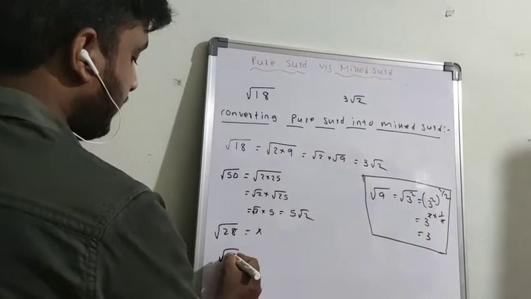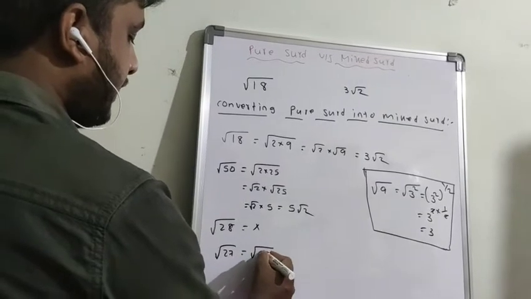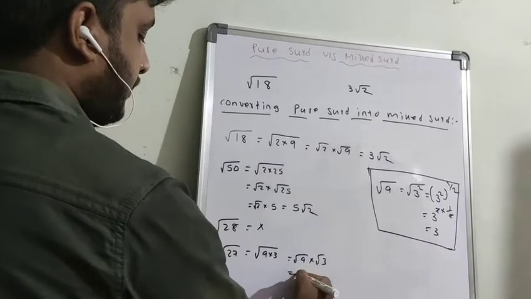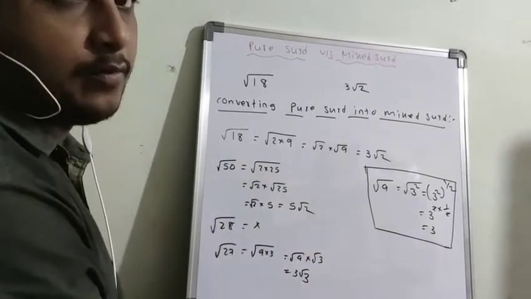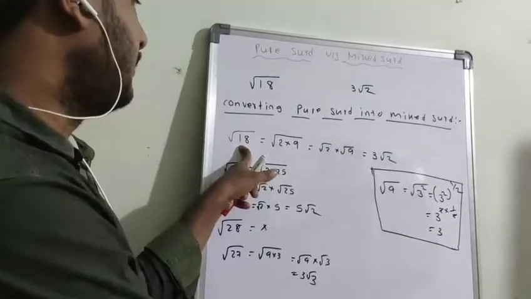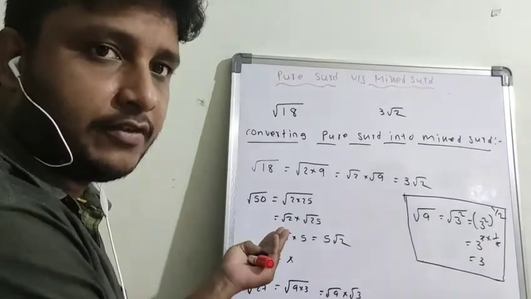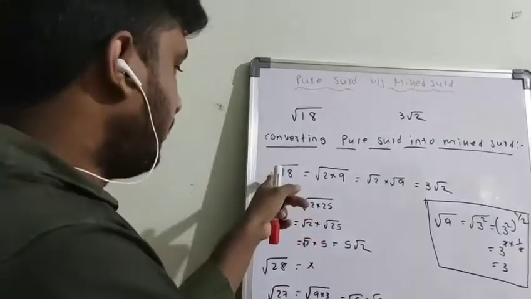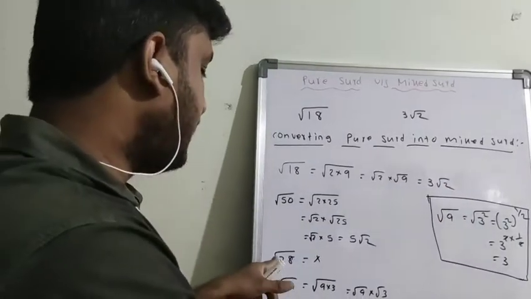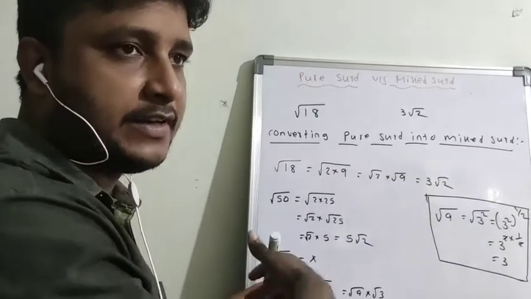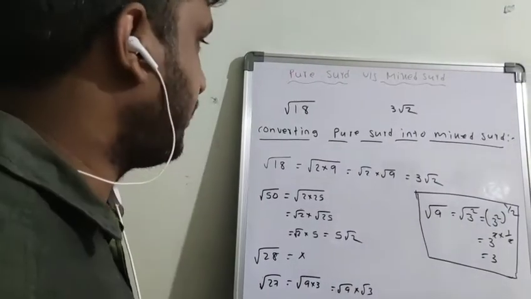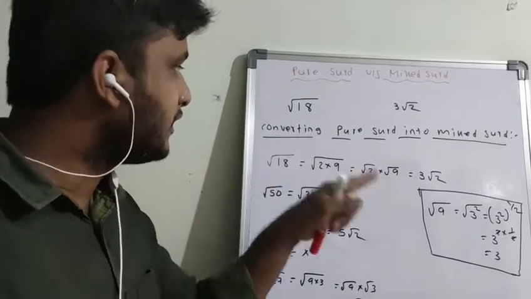Okay, then root 50, yes, already discussed. Root 27, yes, we can do it because we can write 9 into 3. We can write root 9 into root 3, so 3 root 3. Here the important point: if the number inside the radicand can be written as the product of a perfect square, if the order is 2, then only we can convert it to a mixed surd. Whenever it is not possible to write the product of a perfect square, it is not possible to convert into a mixed surd. That is very important. Now I will explain how to convert a mixed surd into a pure surd.